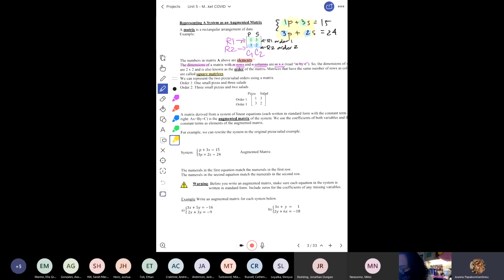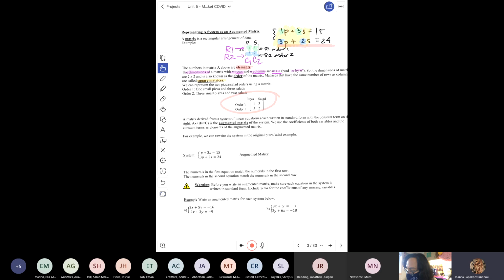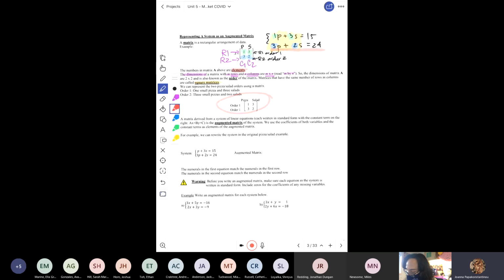So does everybody understand how I've represented the coefficients as a matrix? Yes? No questions on that? All right. Now, what if I wanted to represent the entire system, meaning I want to include the right-hand side, those little constants? Well, I can write what is known as an augmented matrix. An augmented matrix means that I've tacked on another column to include the right-hand side.